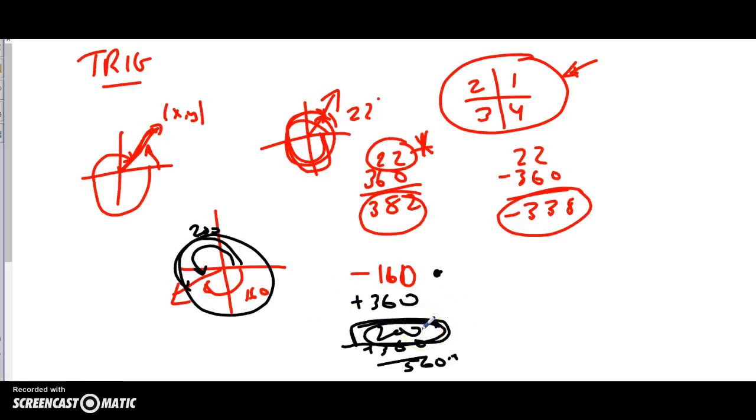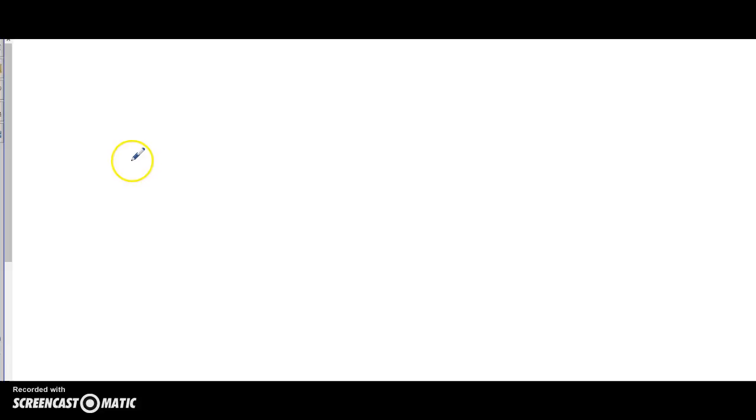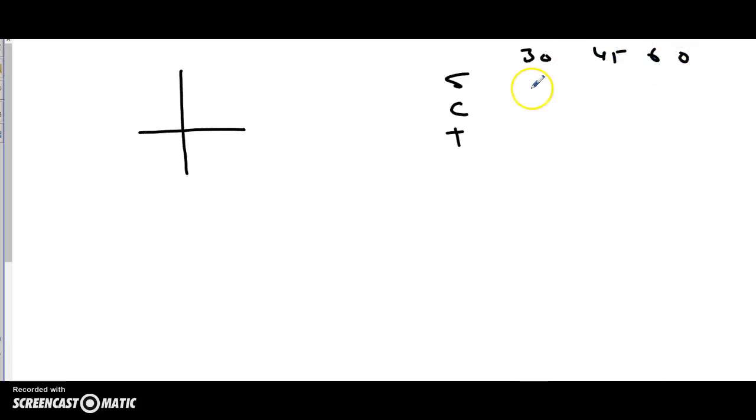Okay, so that's the start of Unit 1. Then we get into the special angles, okay, and we work our way through. We figure out our special angles for sine, cos, and tan of 30, 45, and 60, and you don't have to memorize this. This will be given to you.